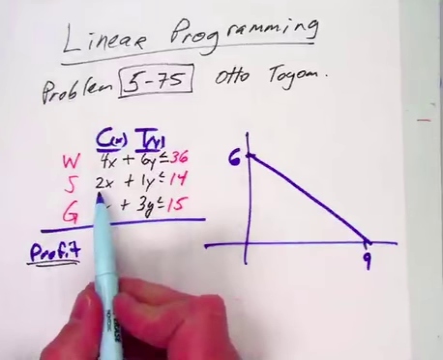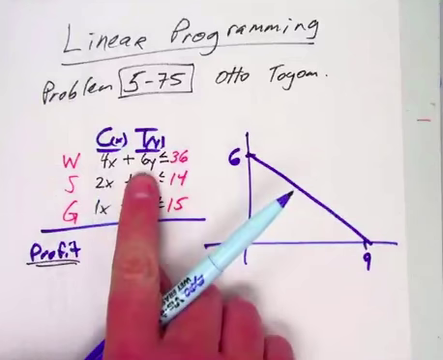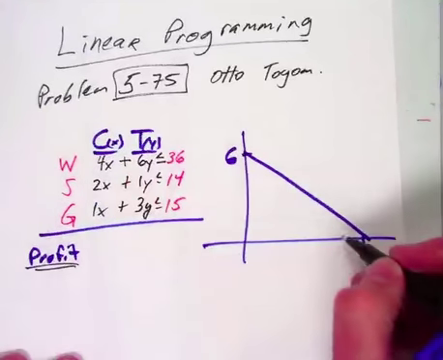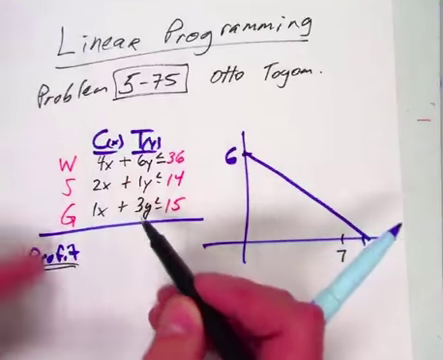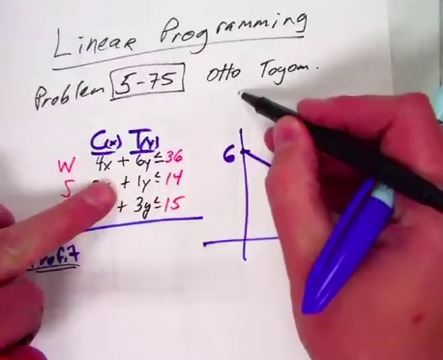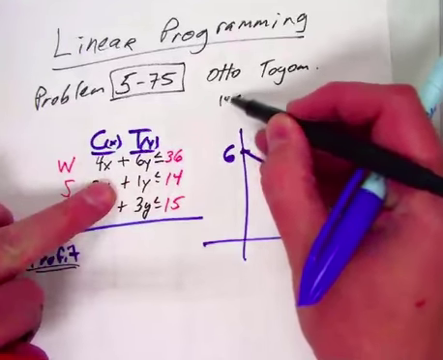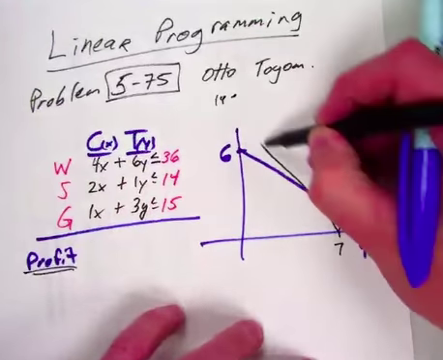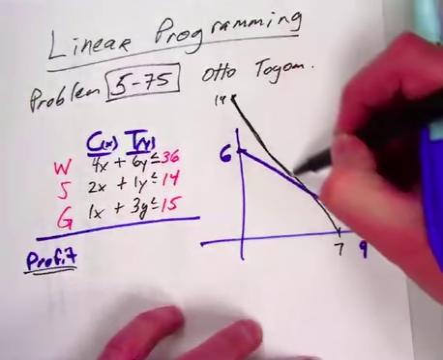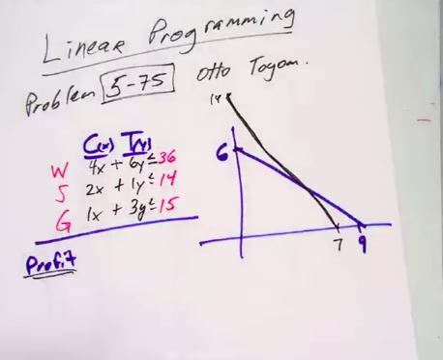Next I've got the line for the seats. Well, if I put 0 in for y, then the seats maximum would be 7. I could make 7 cars with all seats, and then I could make 14 trucks, which is way up here. I'm just going to estimate these for right now just to show you how quickly you can graph lines if you just quickly calculate their x and y intercepts.